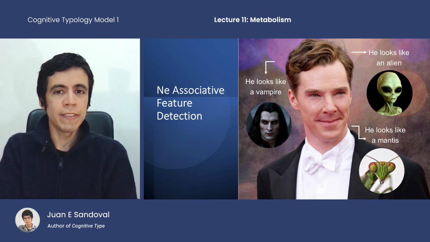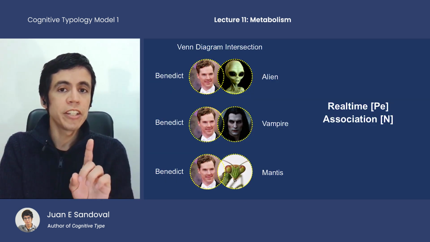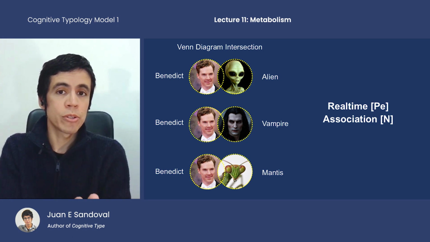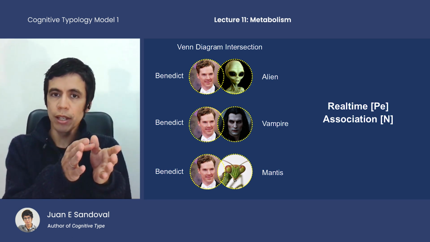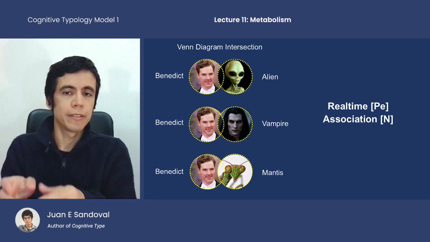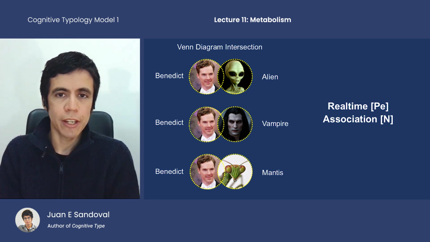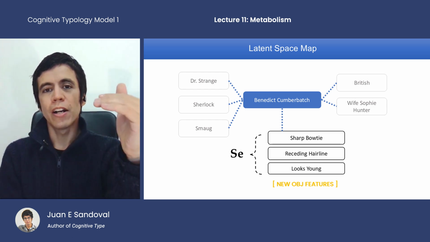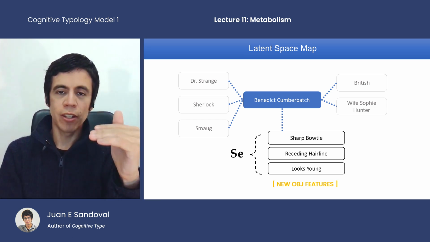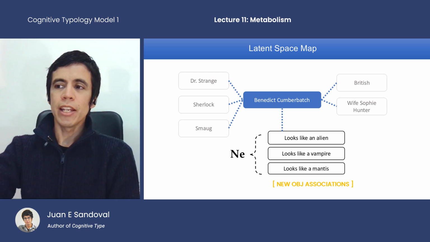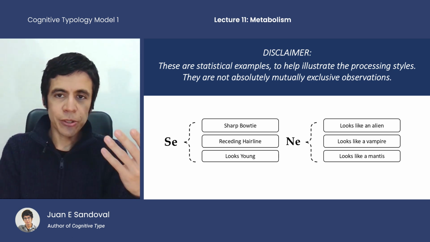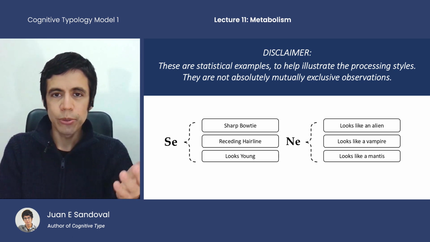mantis. This cognitive activity of looking for things that intersect with whatever's in our current frame of vision is what we would call real-time association. So that would be real-time, PE, and association, N. So NE is real-time association. So just as SE will add new distinctive features on an object, so it's tagged along to it here, NE will add more associative features to an object, so it adds more things that it's like or things that it looks like. Now, NE users can notice that he has a receding hairline too, yes.